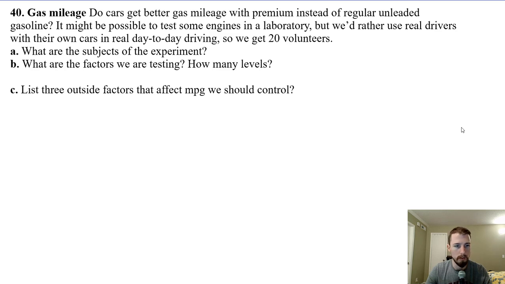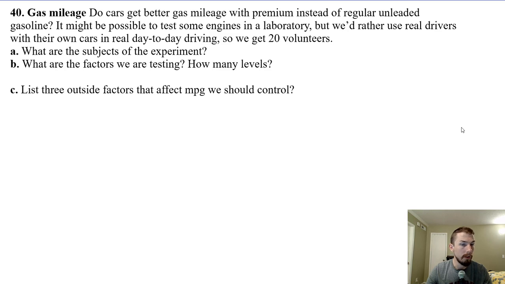So we get 20 volunteers. What are the subjects of the experiment? So who are we using? In this case, the subjects would be the participants, which would be our 20 volunteers. We wouldn't call them subjects or experimental units because they're people. We would just call them participants.